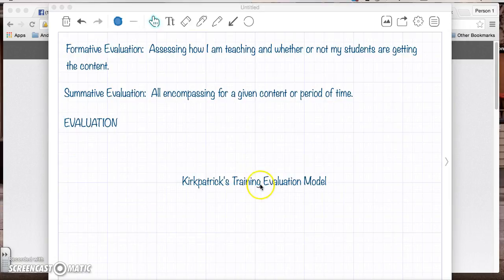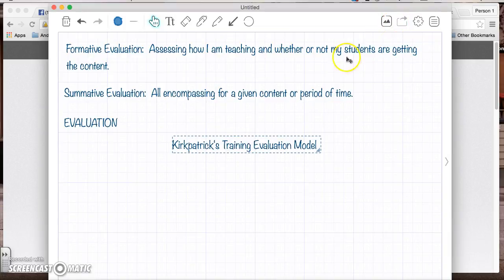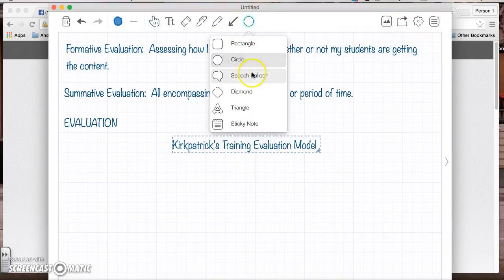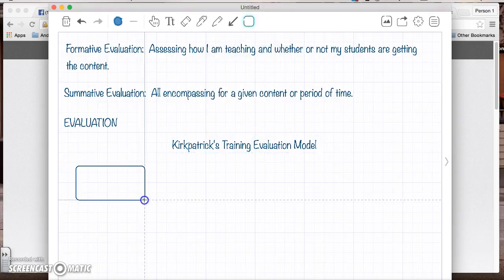So here's what I mean. If we take something like, for instance, Kirkpatrick's training evaluation model, which appears on page 99 of your text, and we look at the different levels that they go over.